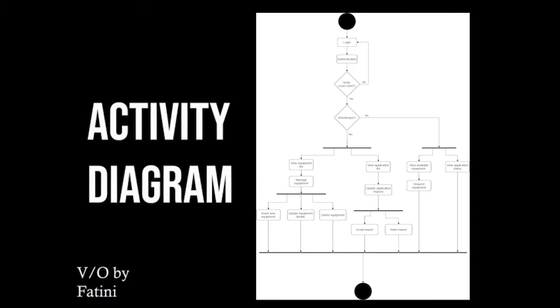If the user is a student, then the menu interface for the student will be shown. The items that are shown in the menu are the available equipment list for student to check whether the equipment they want is available or not before making the request. They also can view their application request status by clicking the View Application Status on the menu list.